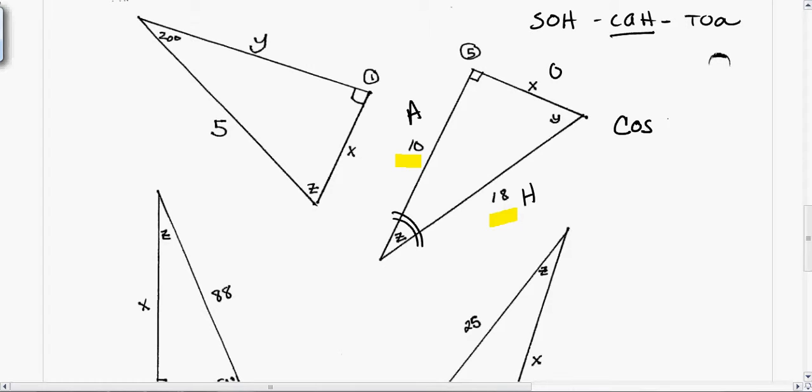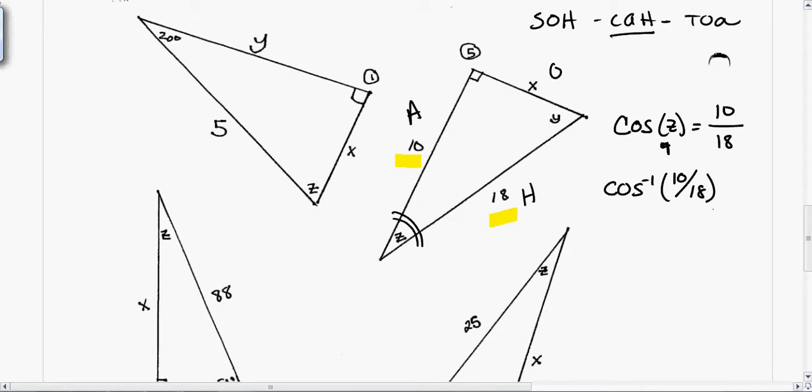So the cosine of angle Z is equal to the adjacent side, which is 10, over the hypotenuse, which is 18. And then I would normally go and cross multiply here, but my variable is in the argument of the cosine function. I want to find out what Z is. Z is that missing angle. So really what I'm going to be doing is the inverse cosine. I'm looking for the inverse or the arc cosine of 10 divided by 18.